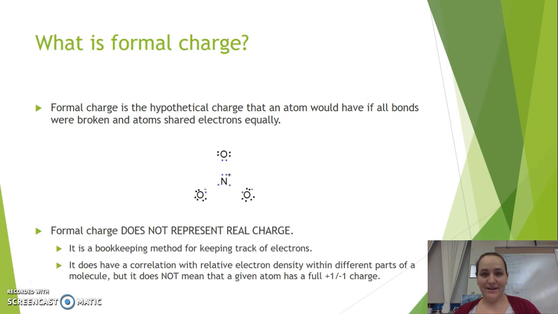Now, this doesn't happen. Formal charge does not represent a real charge in the molecule. All it really gives us is a way to keep track of our electrons in a structure. So formal charge can be really useful to us in determining the stability of a structure as well as some things about how it's likely to react. But it's important to keep in mind that there isn't necessarily a full positive or negative charge where we're writing these formal charges. It's really just how we're keeping track of there's a little bit of extra electrons over here, a little bit missing over here, that sort of thing.